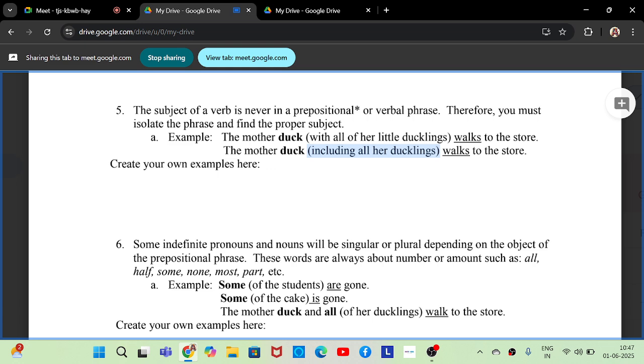Why we are putting the brackets is because you should not confuse it with the subject. The subject is only the mother duck. The mother duck is the subject. Nothing else is the subject. The mother duck is singular, so you are writing walks.